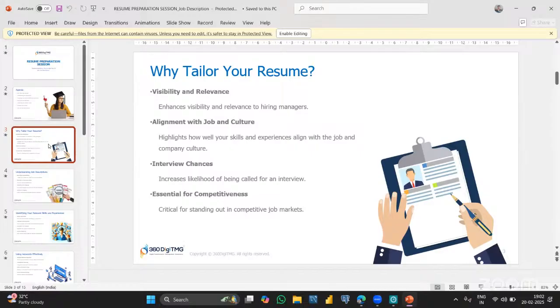So how to make it that attractive, we will talk about it today. Talking about why to tailor your resume. First of all, visibility and relevance: your skills and experiences, you can make them visible. Then alignment with the job and culture. Each domain and each particular job role has its own culture and its own language, so it will help you with that. Talking about interview chances: when your resume is aligned with the job and culture you are applying for, there are higher chances that it will get selected for the interview round, because you will not be the only one applying for that job, right? So these are the things you should focus on.